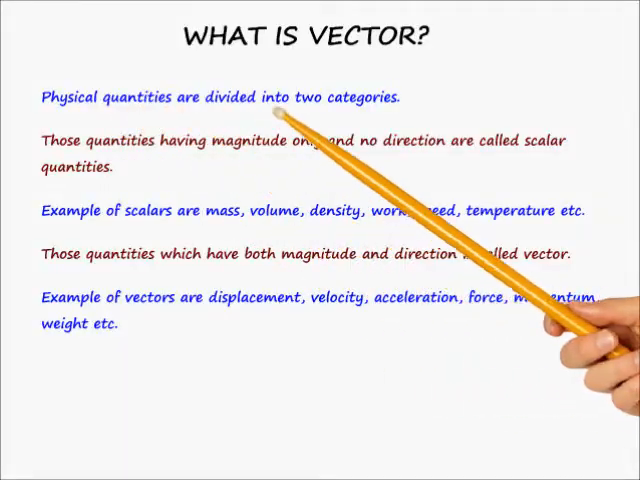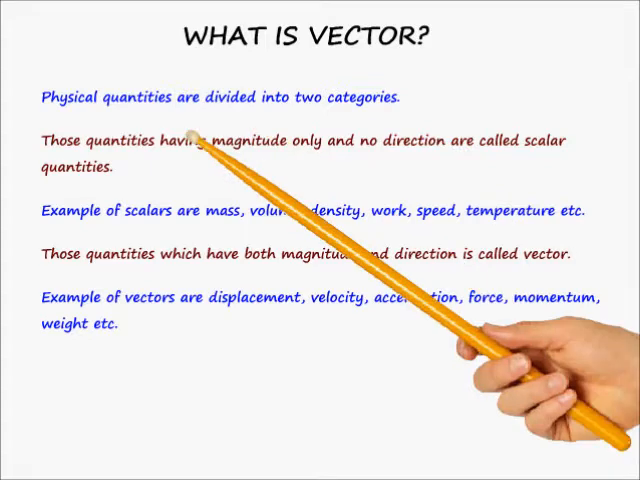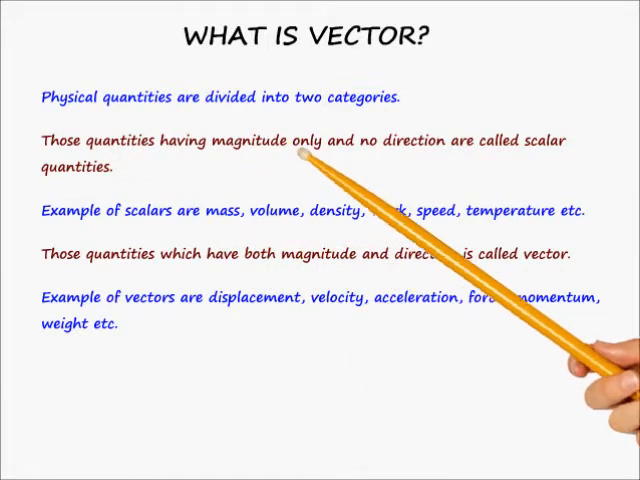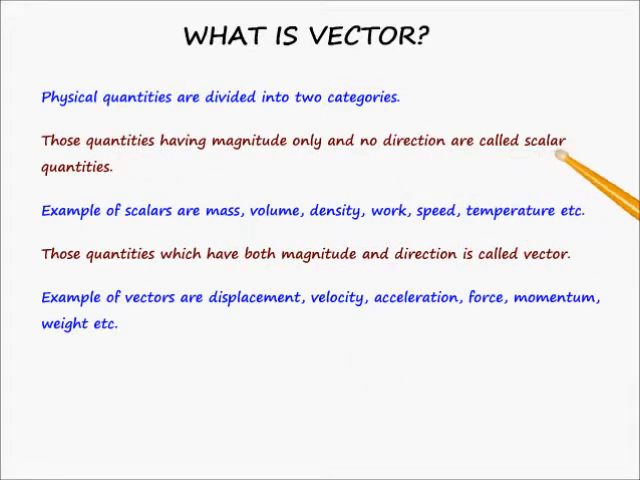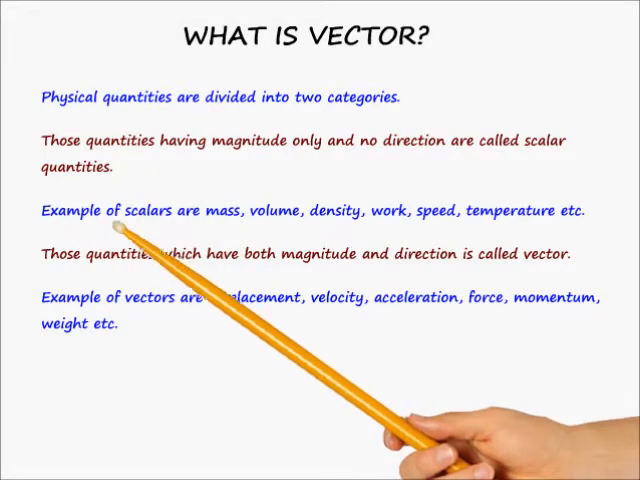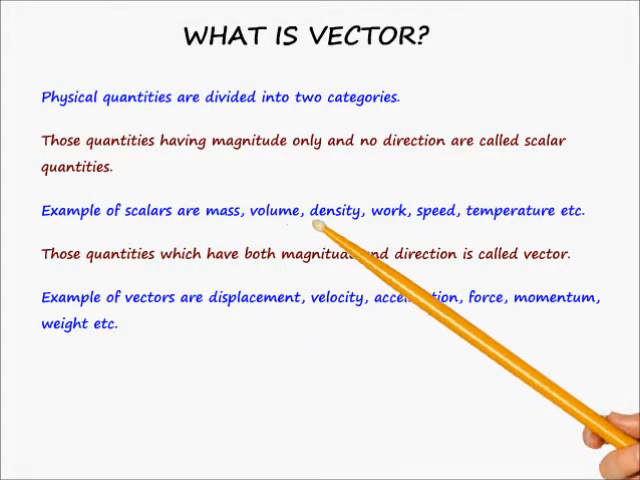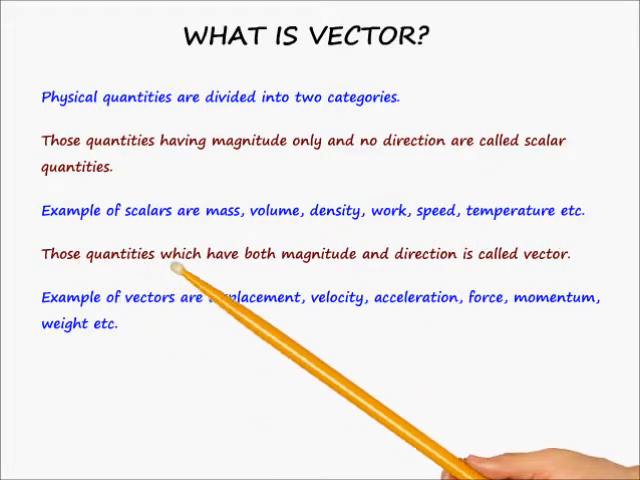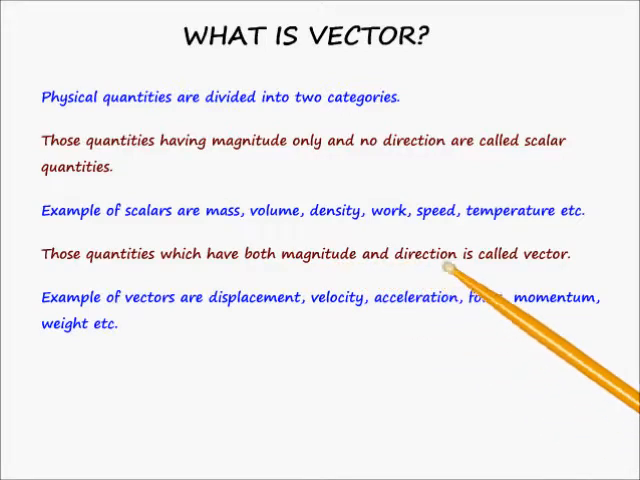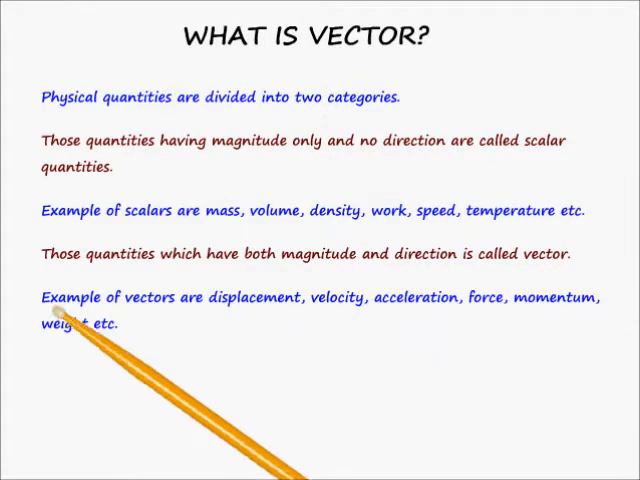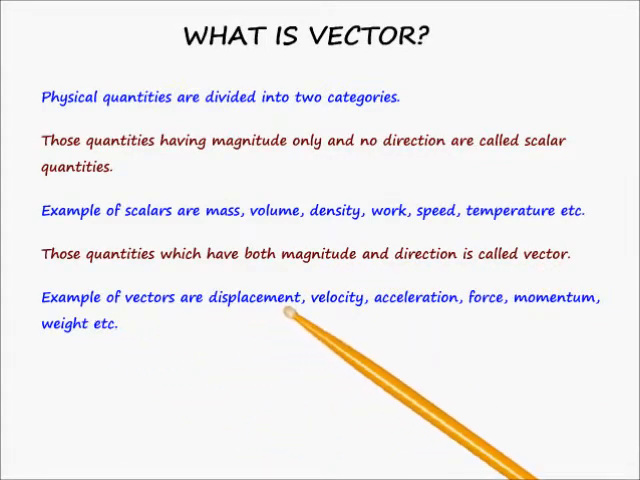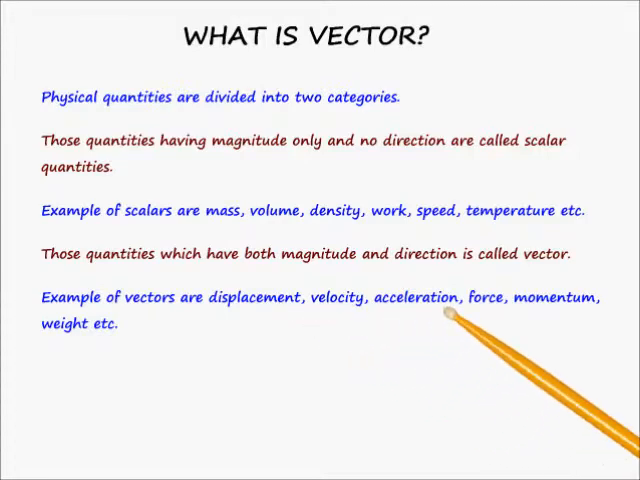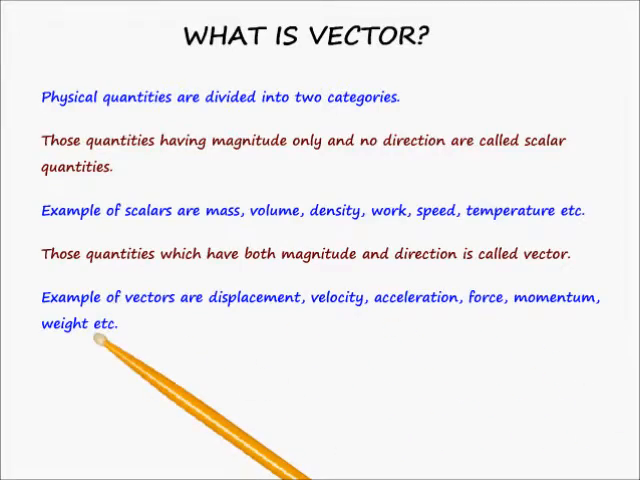Physical quantities are divided into two categories. Those quantities having magnitude only and no direction are called scalar quantities. Examples of scalars are mass, volume, density, work, speed, temperature, etc. Those quantities which have both magnitude and direction are called vectors. Examples of vectors are displacement, velocity, acceleration, force, momentum, weight, etc.